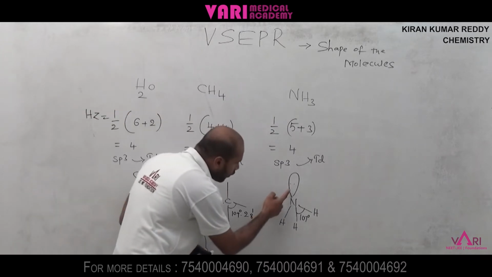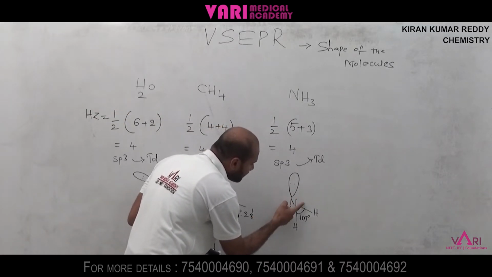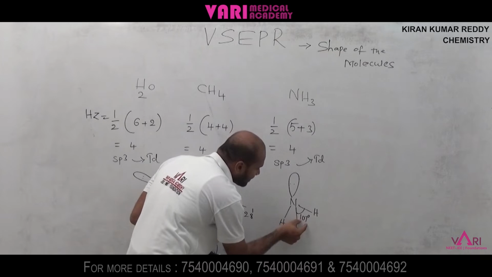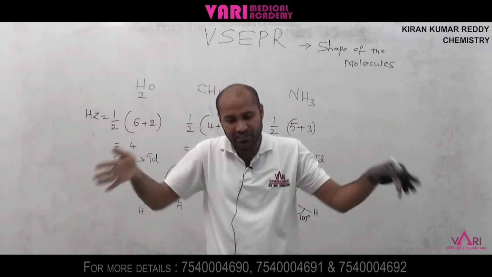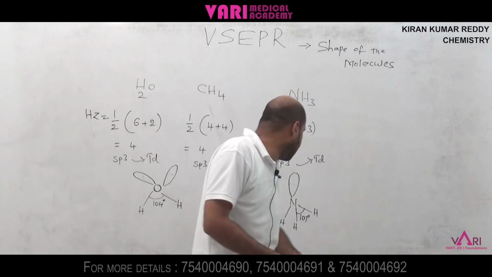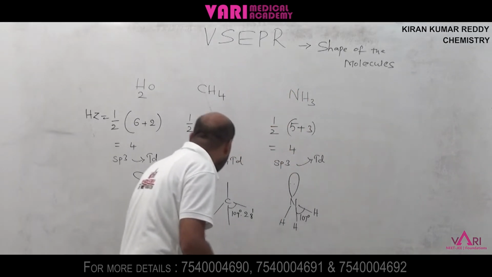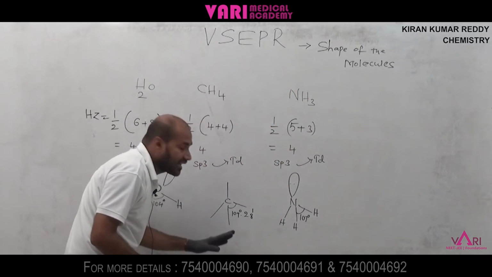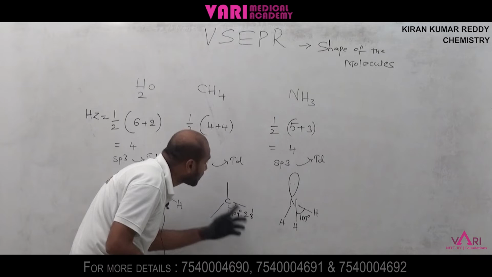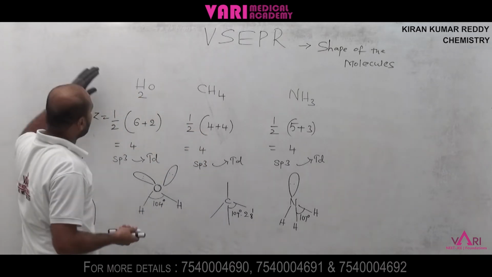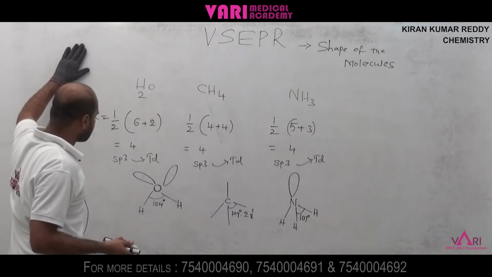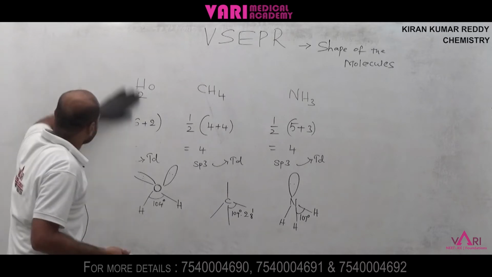Here the lone pair-bond pair repulsion gives 107 degrees. Repulsion means the bond angle decreases. Here it is 107 degrees. This one is the normal tetrahedral, meaning 109 degrees 28 minutes. Next, how this comes about, we will explain one by one by VSEPR theory.